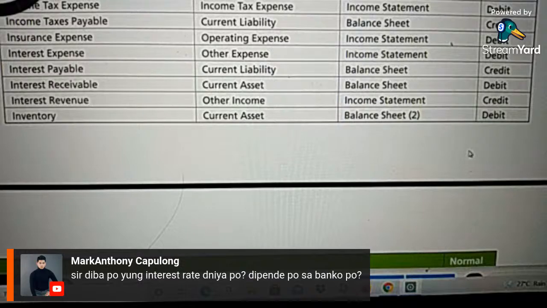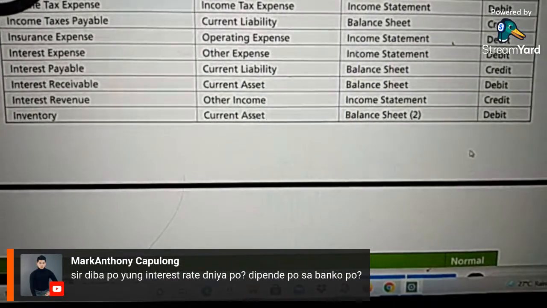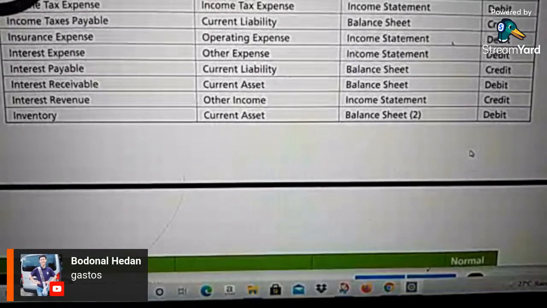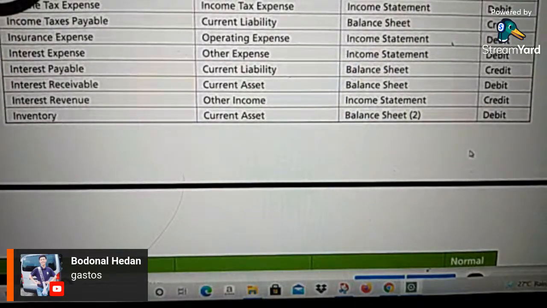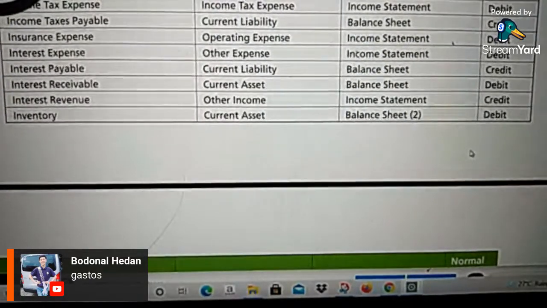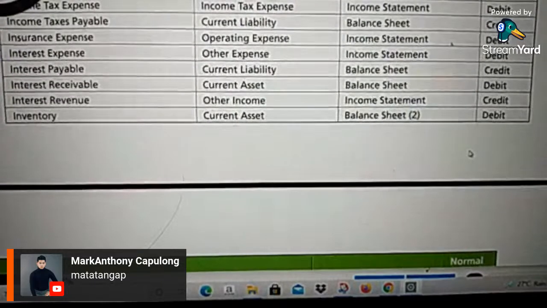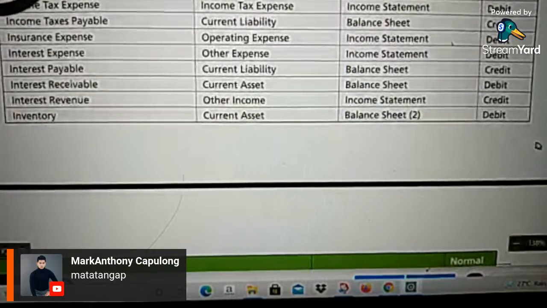Okay. So thank you, Mark Anthony Capulong. So expense, so gastos daw, according to Idan Budonal. So expense is a gastos. So receivable, matatanggap. Receivable, you are expected to receive. That is the amount you're expected to receive. So matatanggap. Yan yung matatanggap mo. Okay? So inventory. So next, let's go further.